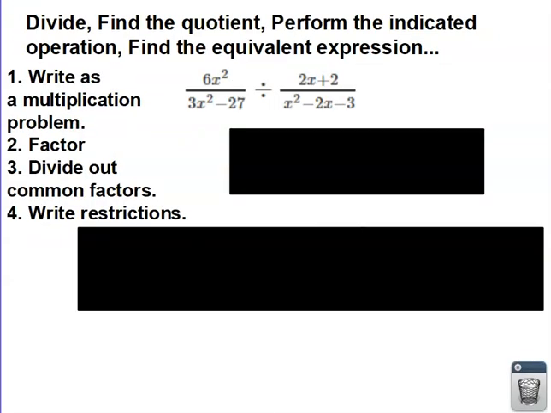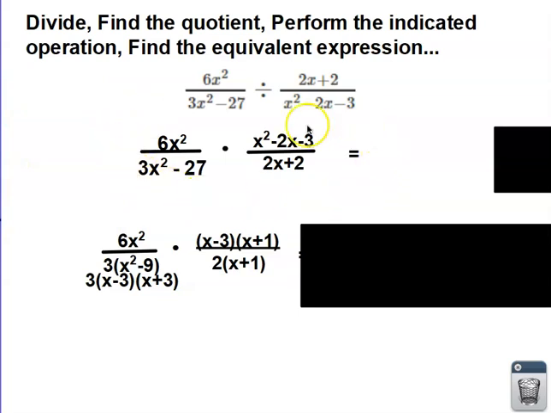So in this problem, we are doing a division problem. They could say divide, find the quotient, perform the indicated operation, or find the equivalent expression. If it's a division problem, you want to do keep it, change it, flip it: keep the first fraction, change division to multiplication, and write the reciprocal of your second fraction. Once you've done that, you want to factor, divide out common factors, and when you write your answer, also write your restrictions. So stop the video and go ahead and get as far as you can.